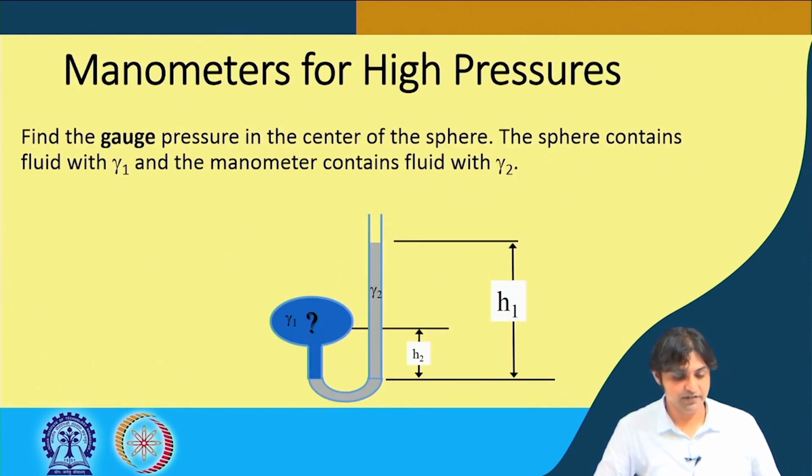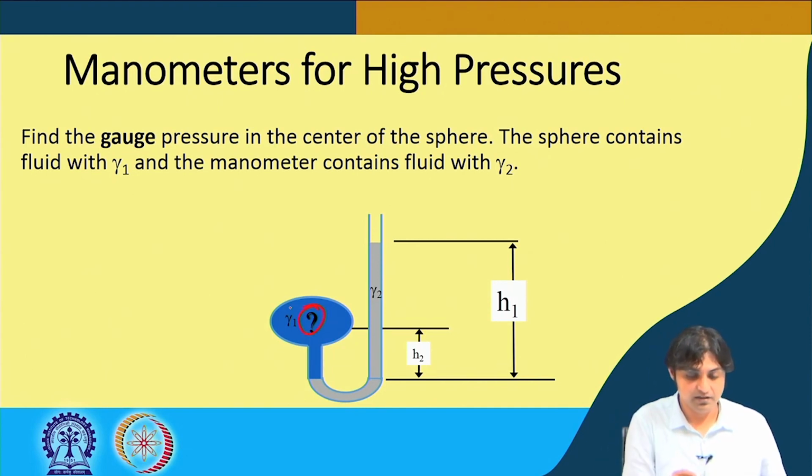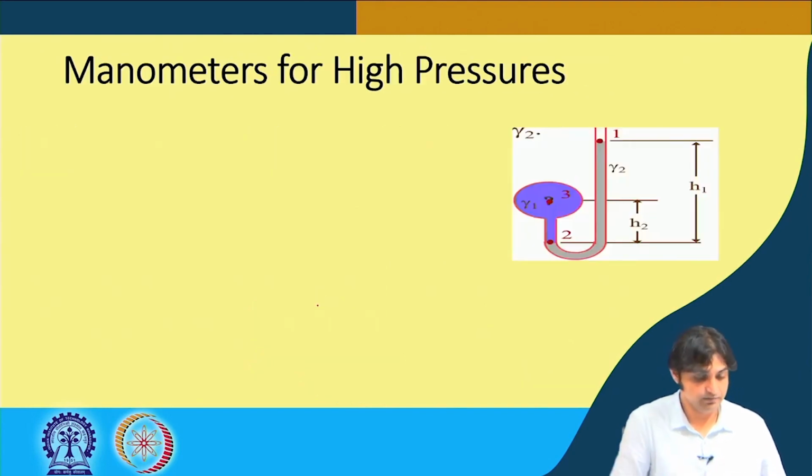Another example for a differential manometer. So, find the gauge pressure in the center of the sphere. So, this is not a differential. So, we are going to measure the high pressures. Find the gauge pressure in the center of the sphere here. The sphere contains fluid up till here with gamma 1 density, and the manometer contains fluid with density gamma 2. Okay. So, we have to find pressure here. So, this is point 1, we assume point 2 here, and we assume point 3 here, the center.